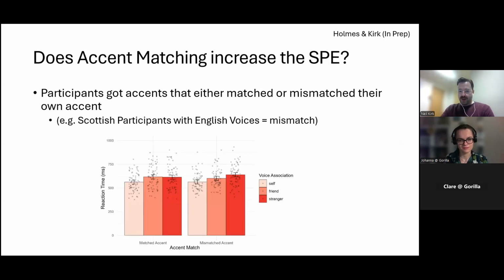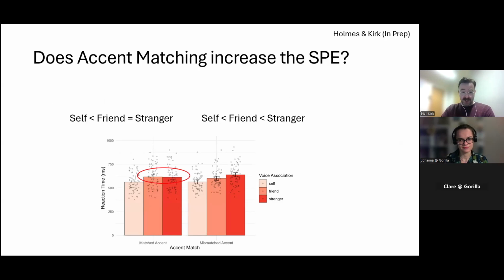And essentially what I found was that in the matched accent condition, we found that same effect that had been observed previously. Self was fastest, followed by friend, which had become deprioritized into being equal to stranger. But in the other condition, we saw that typical pattern of self is faster than friend is faster than stranger. So basically, accent matching had the same effect as what choice had in the Payne et al. Experiment 3. So under that interpretation, I think we can say that actually having an accent of a voice that matches your own boosts the effect.